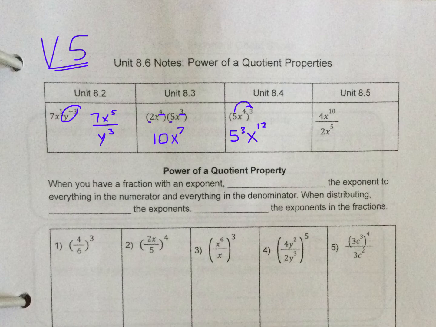When we see this, we divide the big numbers. 4 divided by 2 is 2. Copy the variable and subtract 10 minus 5 is 5.